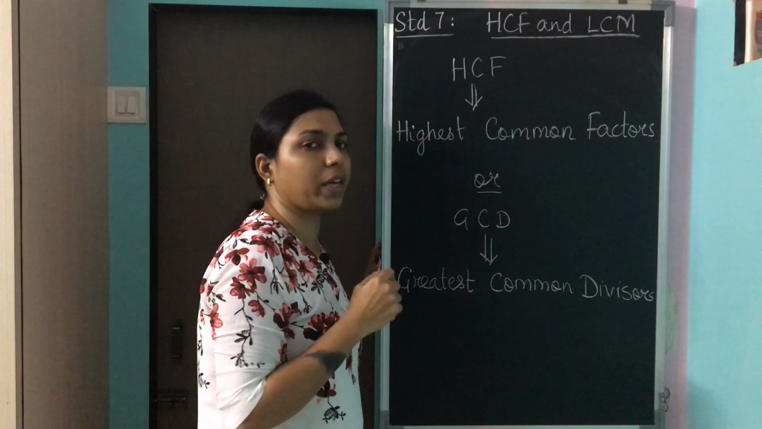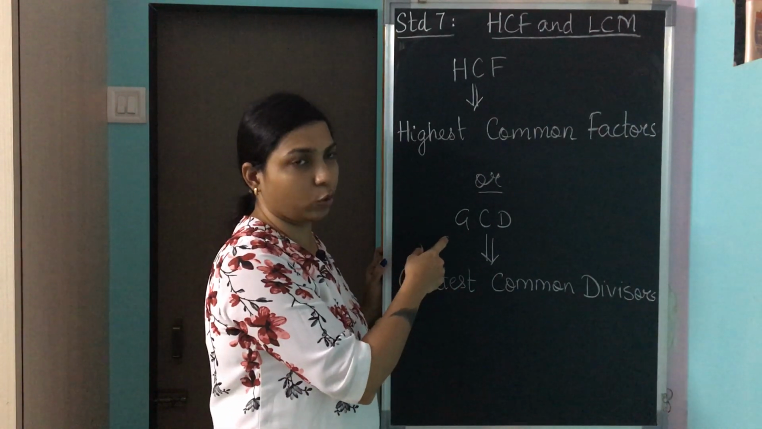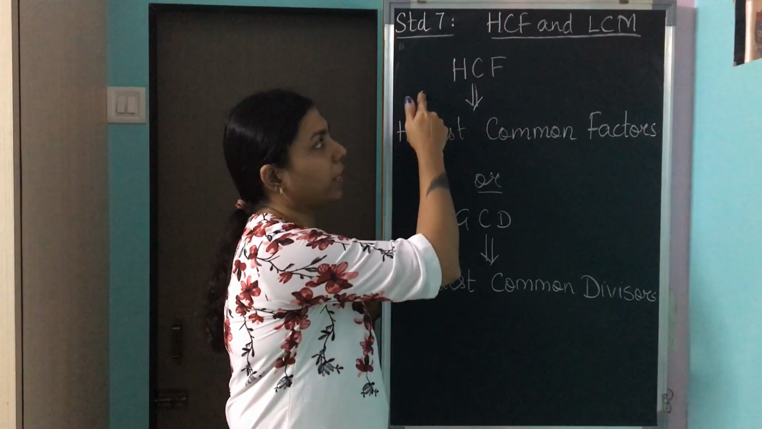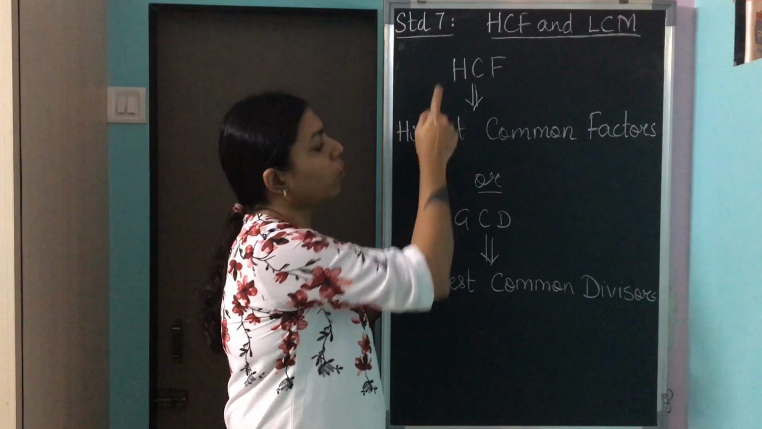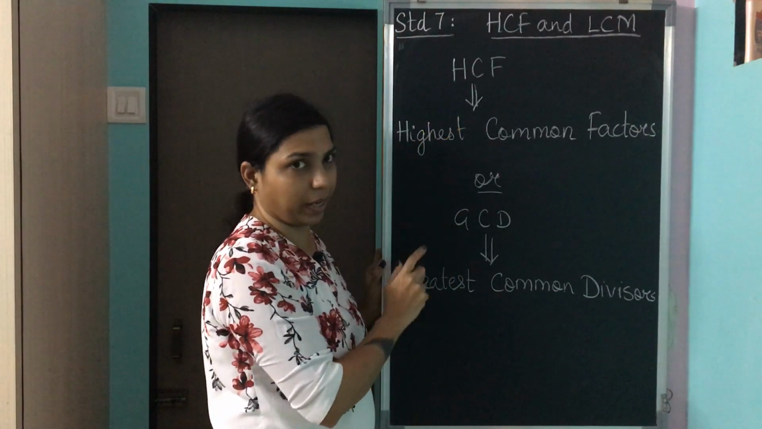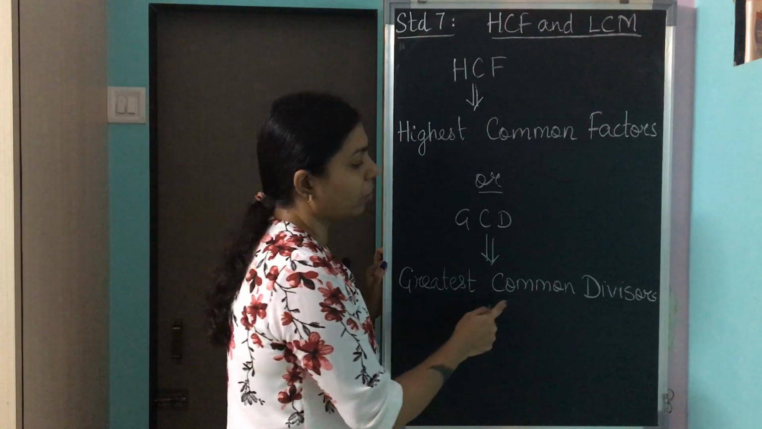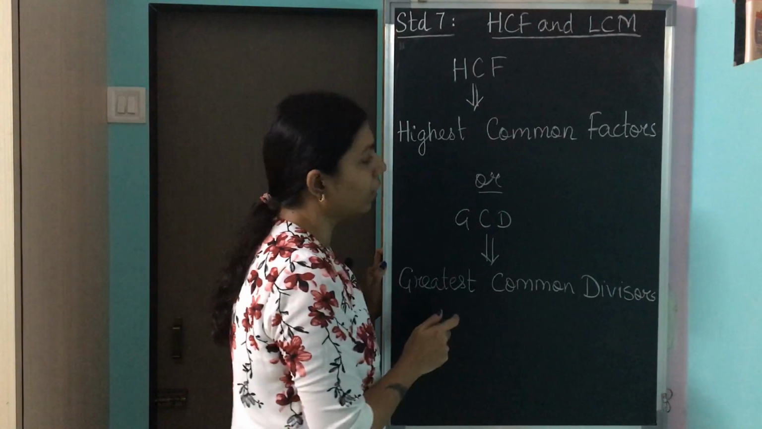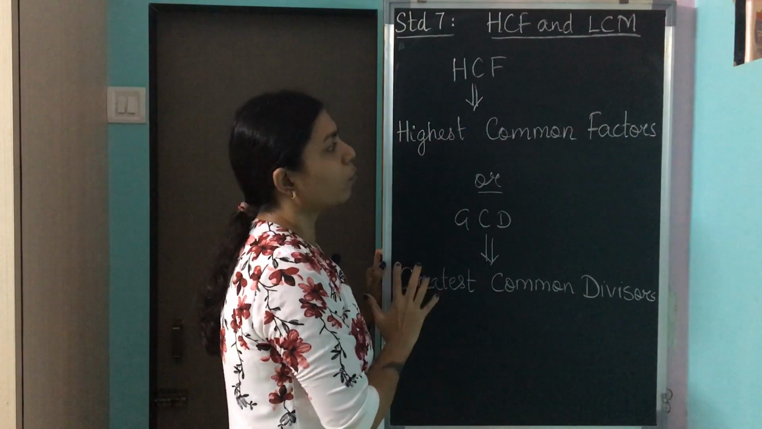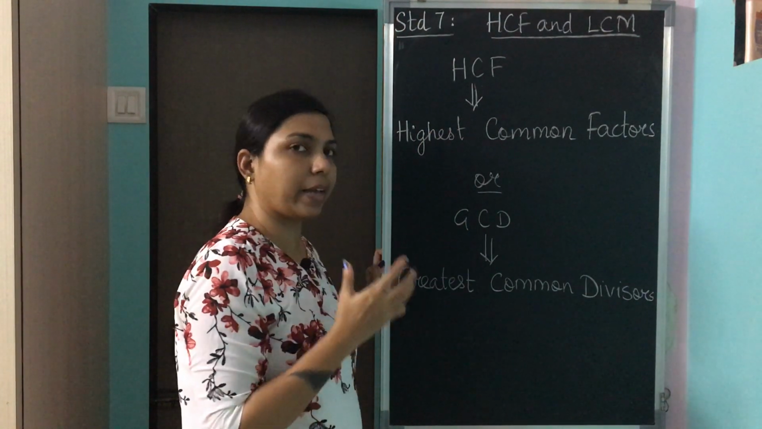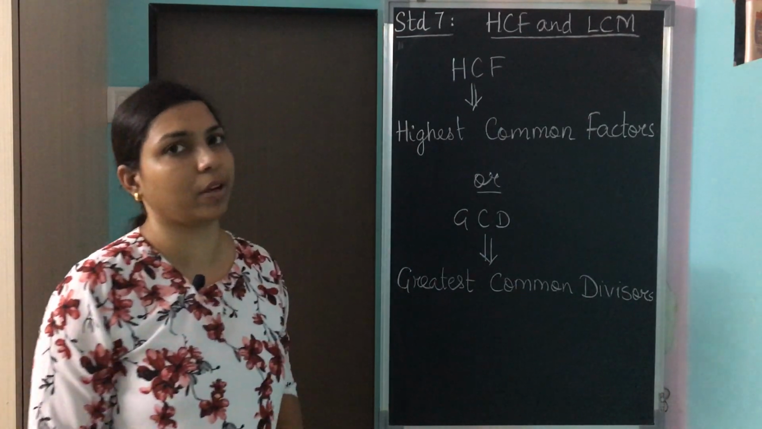HCF can also be mentioned as GCD. Whether they ask you in the exam to find the HCF or to find the GCD, both are the same thing. The word GCD means greatest common divisor. So whether you call it HCF or GCD, both mean the exact same thing. Just copy this down quickly and we'll move further.